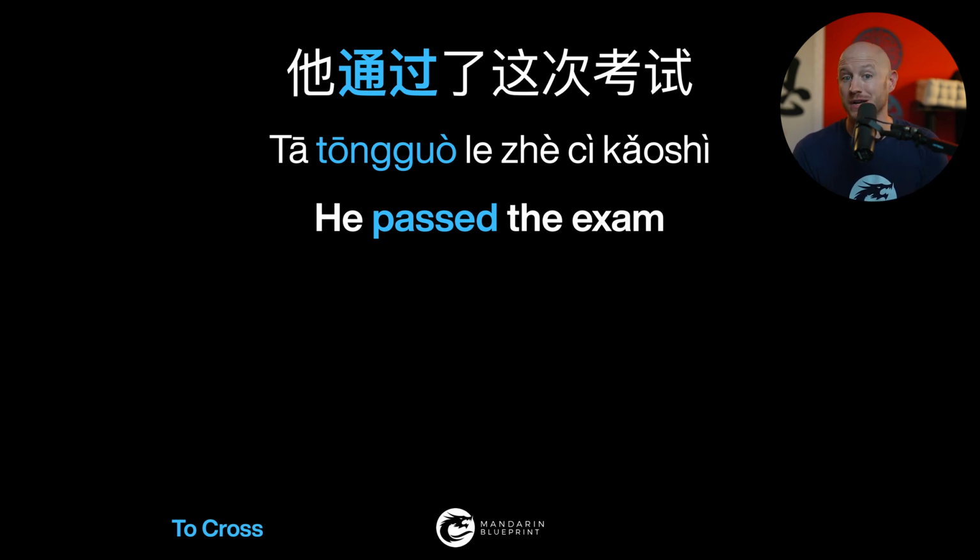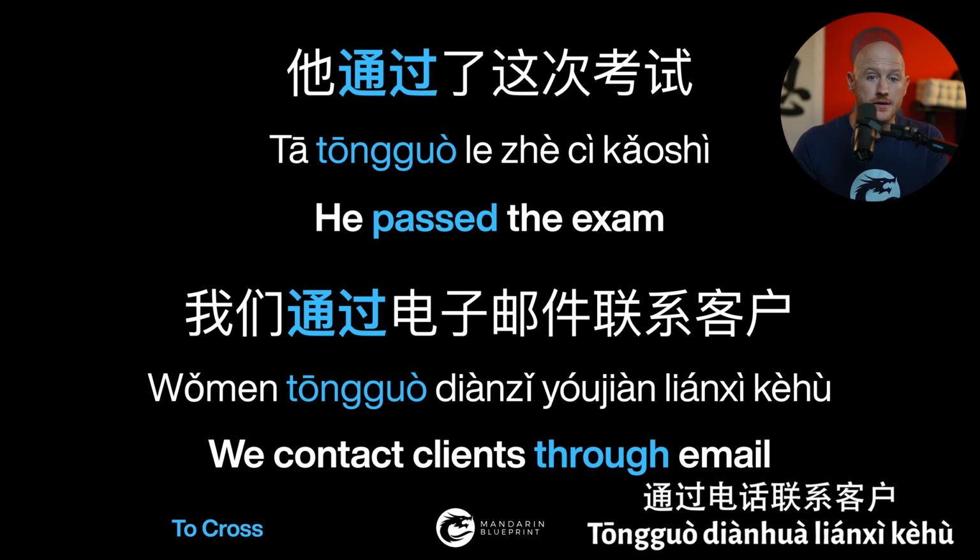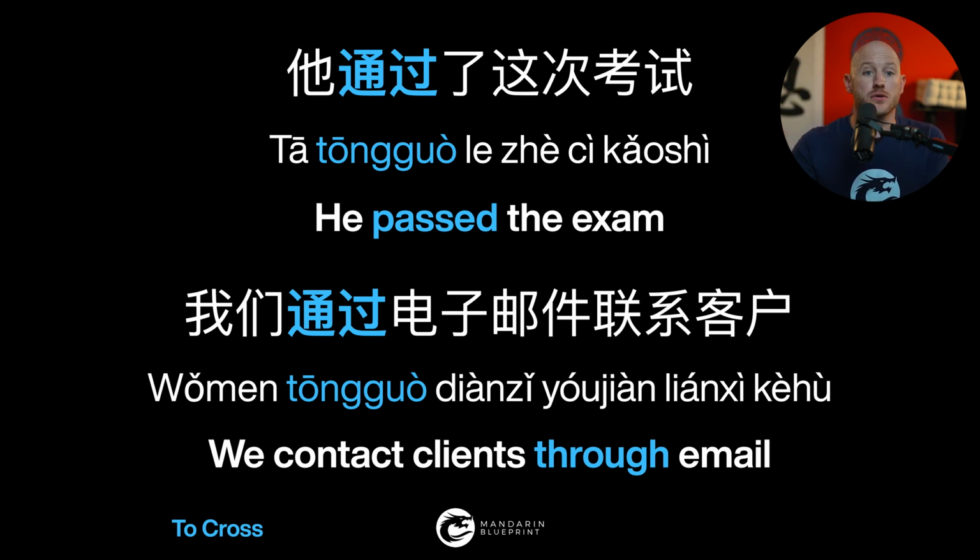Congratulations. Now here's another way to use 通过 that I'm sure you'll really like. 我们通过电子邮件联系客户. Okay, we through email contacted the client, or we contact clients through email. This is giving you a channel. 通过 comes before a channel or the method you use to do something. You could say 通过电话联系客户. That would mean through phone that we contacted the clients. Or it could really be anything else. It could be the method you used for picking up chicks or something like that. It's not necessarily just about communication. It's about what channel or method did you use to achieve some end.